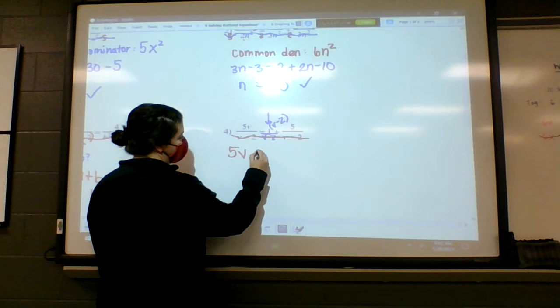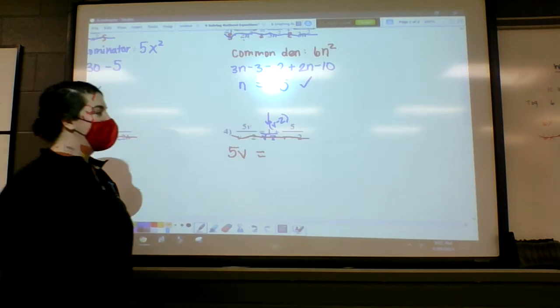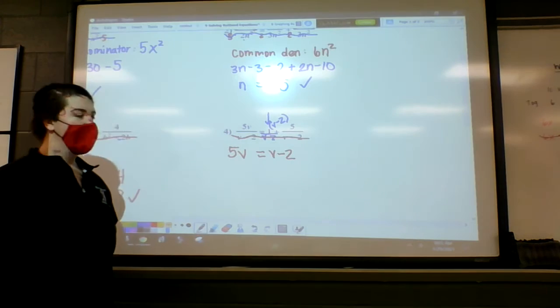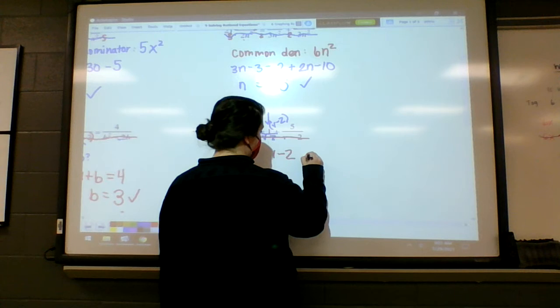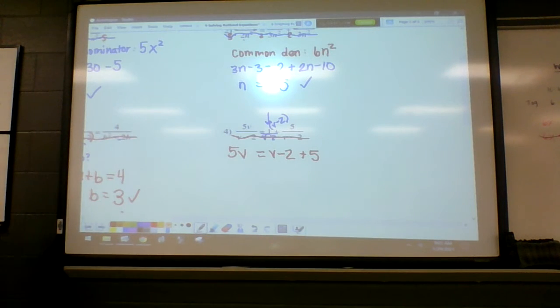So we have 5b equals 1 times b minus 2. If you distribute the 1, it's just b minus 2, right? And then that's a plus 5. Plus 5. Solve away.